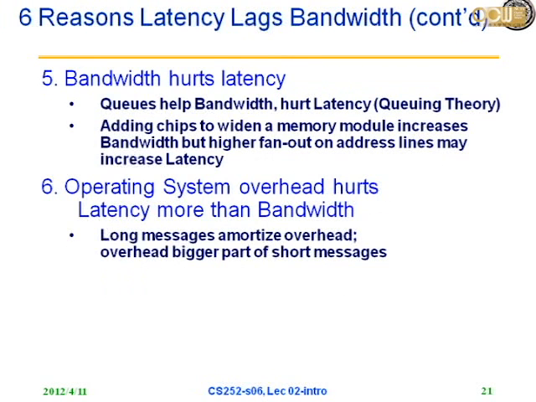Number 5, do we have 6 reasons? Okay, here. Bandwidth hurts latency. With queues, buffers, we can increase the bandwidth. Tell me what a buffer is. When do we need to use a buffer?